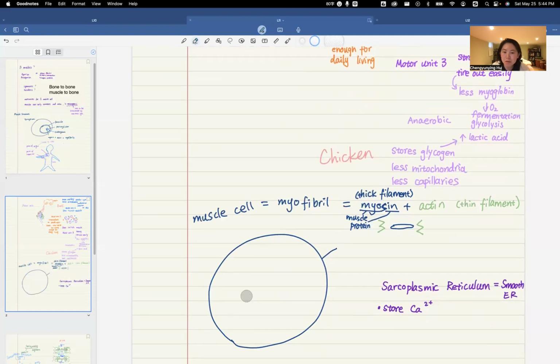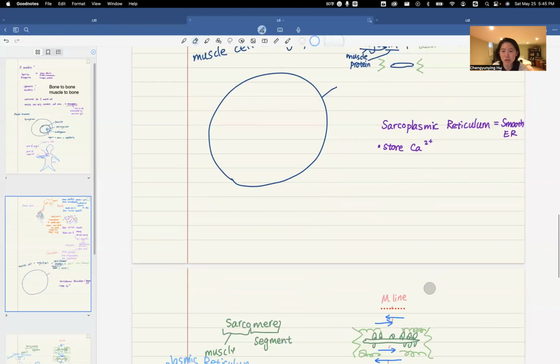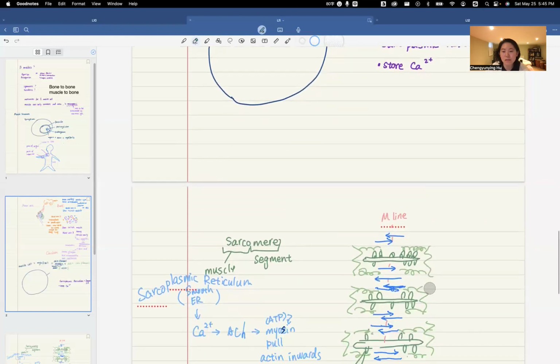In one muscle, we have the parts: myosin, the blue one, and actin, the green one. Myosin swipes the actin to perform contraction. I will go into detail later.